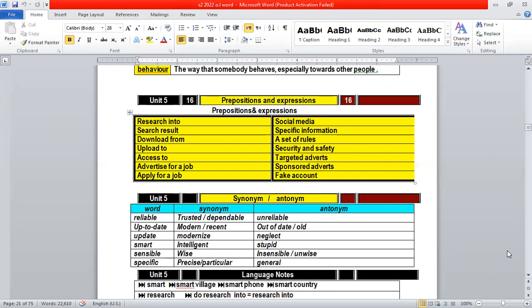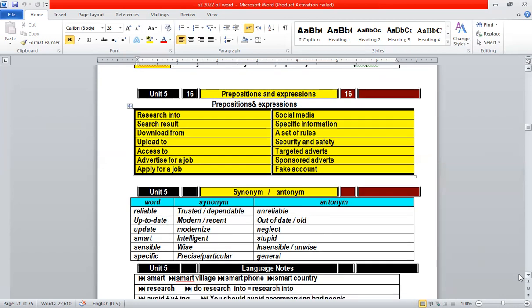Okay, we have for the prepositions, words plus prepositions. We say he is doing a research into something. We say search for something, but when we talk about research, to do a research into something. Not on, not in, not about. Search result, download from. Of course, you download something from a site. You upload something to a site. So, of course, this is easy for you. Download from, upload to.